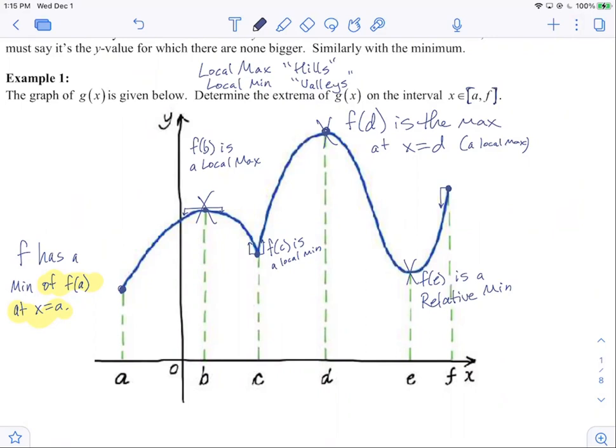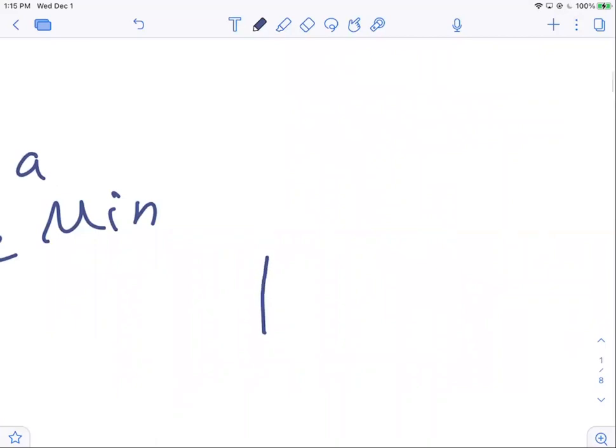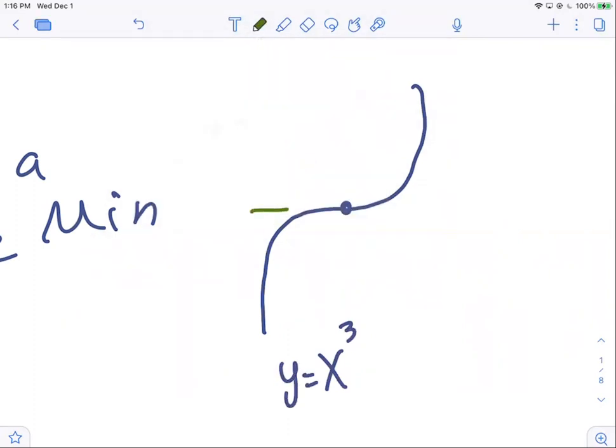It's either 0 or undefined. Yes. Now, do you think every time the derivative is 0 or undefined, it's going to be a local max or min? No. You can easily look at the graph of just x cubed. That looks like this. This is the graph of x cubed.